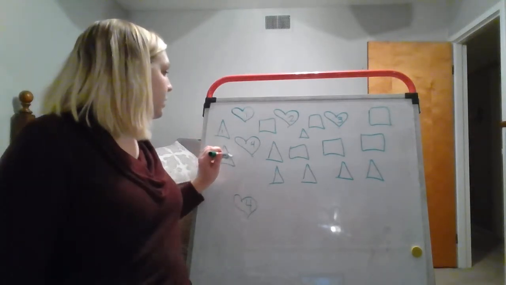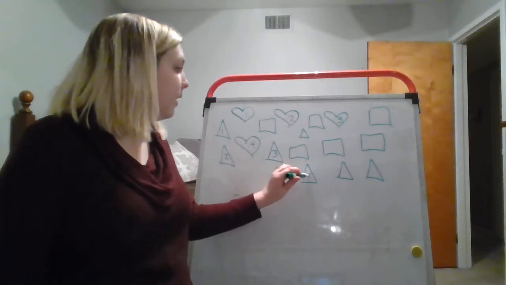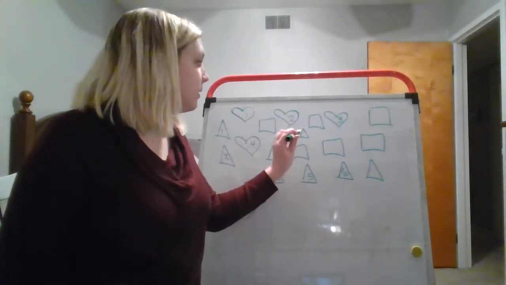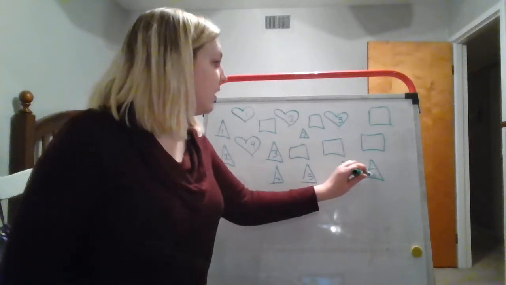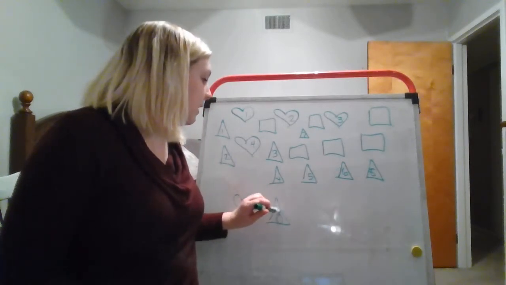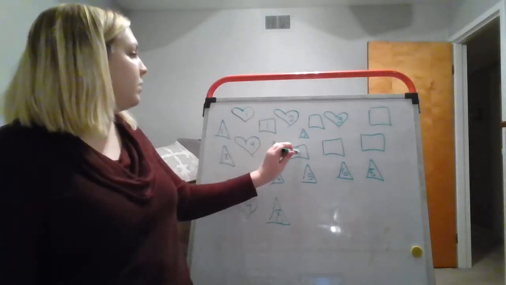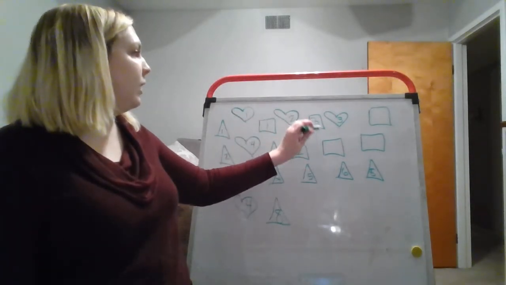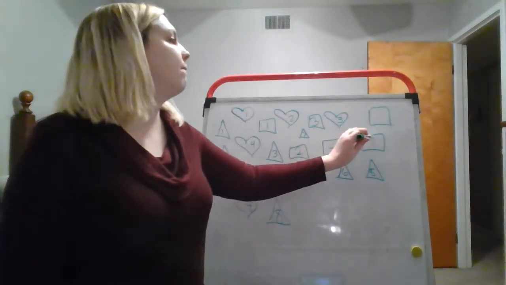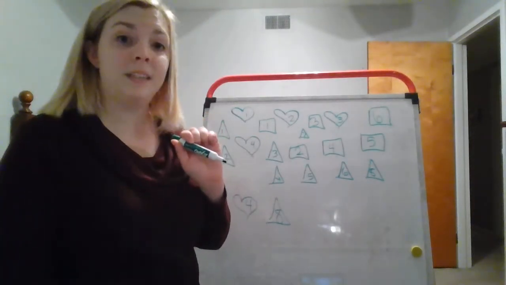Let's find out how many triangles we have. 1, 2, 3, 4, 5, 6, 7, 8. Oh my goodness, we have so many. So triangles, we have 8. What about squares? 1, 2, 3, 4, 5, 6. We have 6 squares.